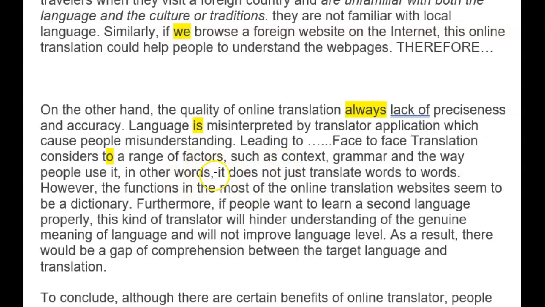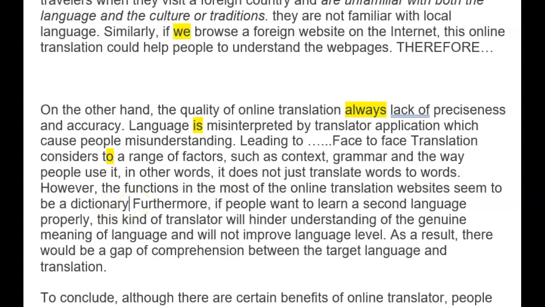I think you need to put that in there. And then, however, the functions of most of the online translation websites seem to be a dictionary.